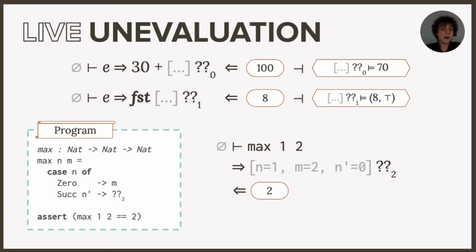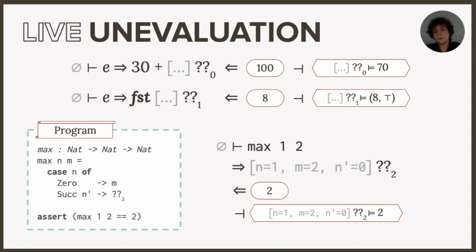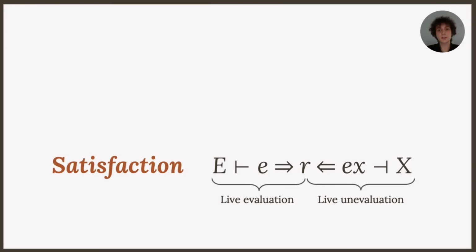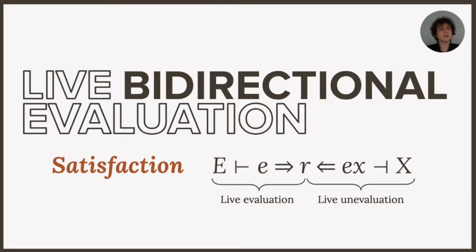We live unevaluate the 2 onto this expression, and we get the hole constraint that hole 2 needs to be 2 in that environment that I mentioned earlier. So that's how live unevaluation works. Thus, satisfaction in Smith will look like live evaluation followed by live unevaluation. And it's the combination of these two concepts that we call live bidirectional evaluation.